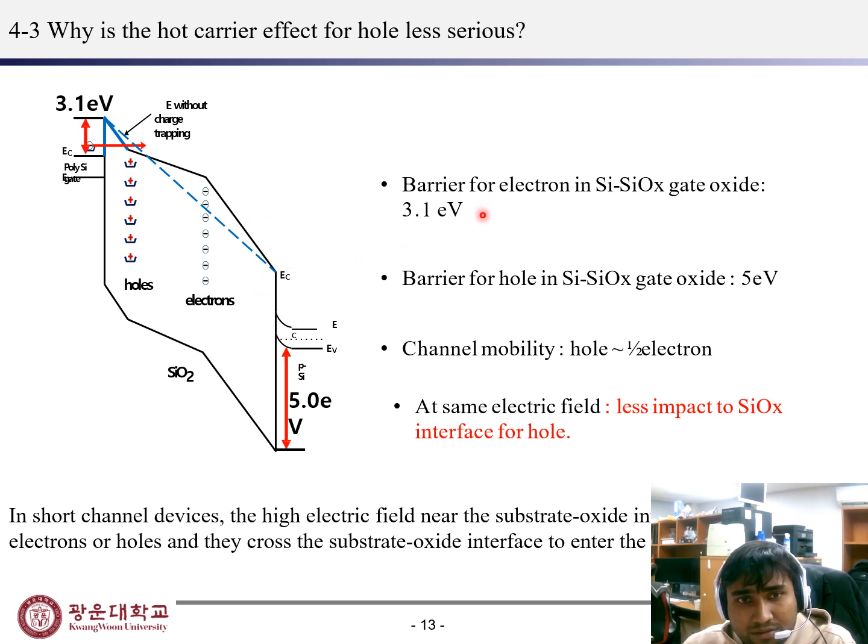Here the barrier for electrons from silicon to silicon dioxide gate oxide is 3.1 electron volts, and the barrier for holes from silicon to silicon dioxide gate oxide is 5 electron volts. In this case, it is less serious for holes, because silicon dioxide has less impact at the interface for holes, because of the silicon dioxide band gap of 5 electron volts.